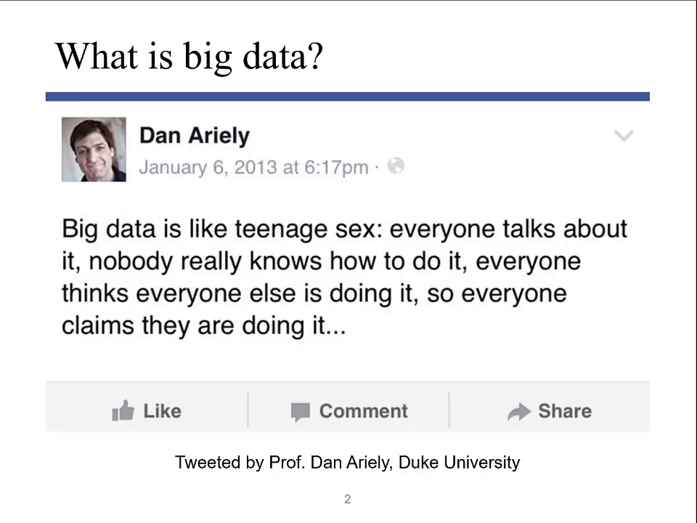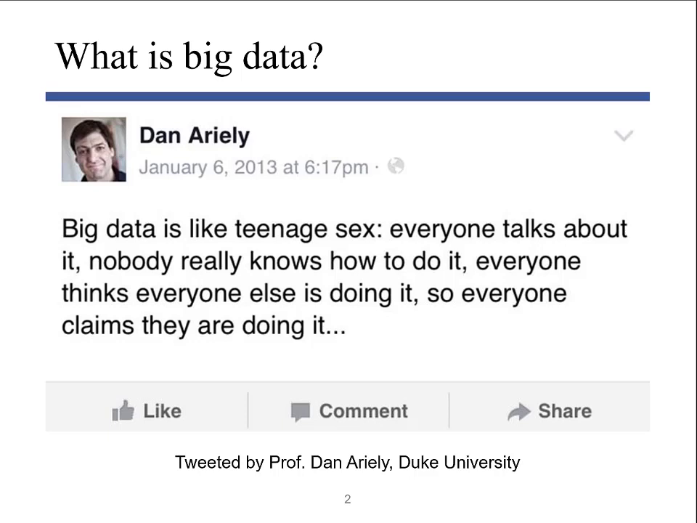So what is big data? We have this tweet from 2013, 7 years ago. It was a quite famous tweet and quite vivid about big data. It says, everyone talks about it. Nobody really knows how to do it. Everyone thinks everyone else is doing it, so everyone claims they are doing it. Well, this is basically true when it was tweeted 7 years ago. But things are changing and the area of big data is evolving.